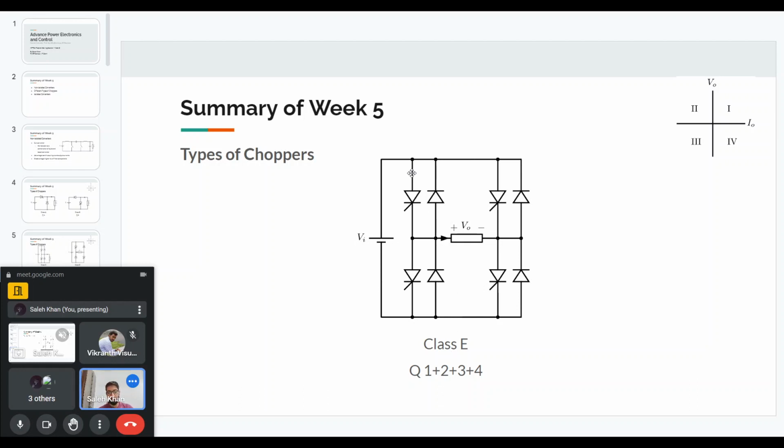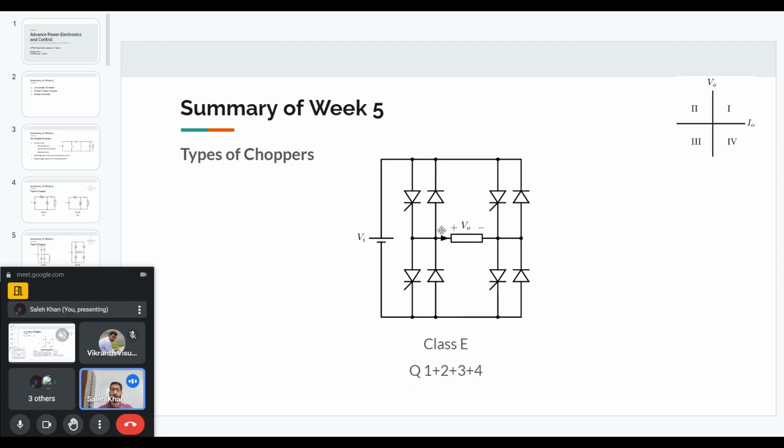The positive current can be through the thyristors, and the negative current can be through the diodes. The voltage is similar to class D. All the voltages, the positive as well as negative voltages, are possible.